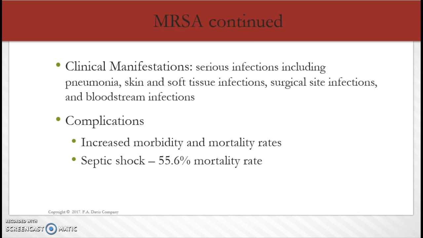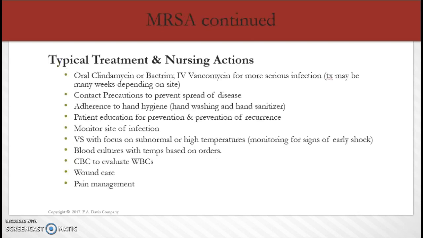because it leads to a huge 50% mortality rate, which you want to try your best to avoid. These are some of the typical treatment nursing actions. If it's a minor infection, they may be put on oral clindamycin or Bactrim. The most commonly prescribed antibiotic for treating MRSA is IV vancomycin, and you will see that very frequently.